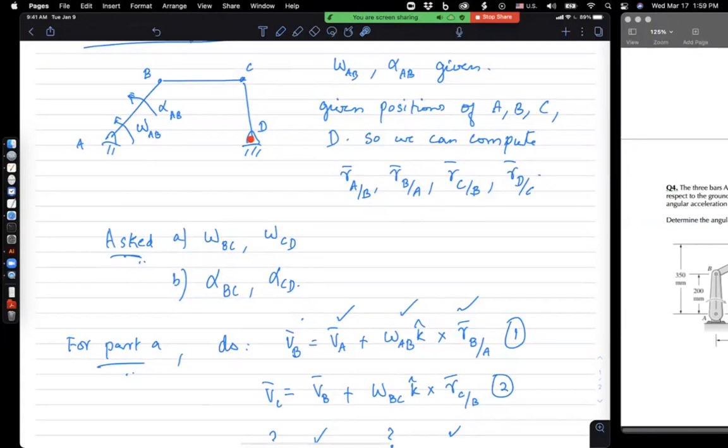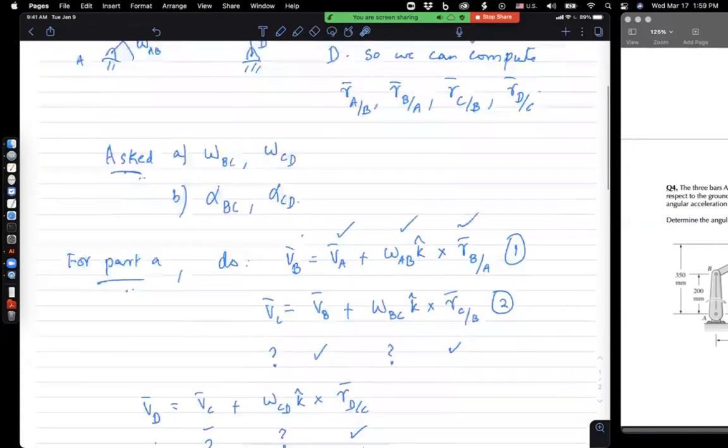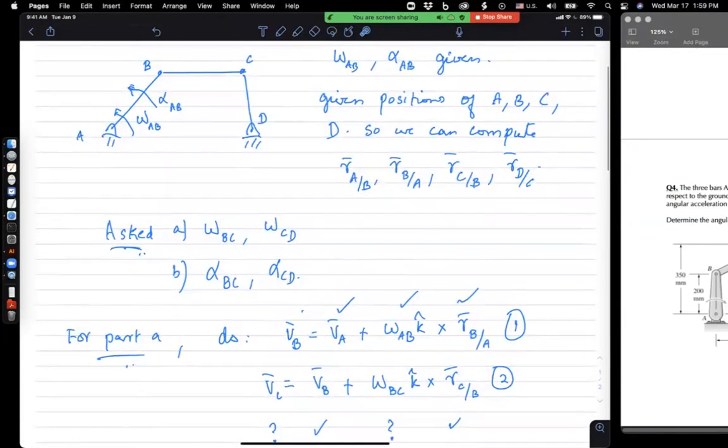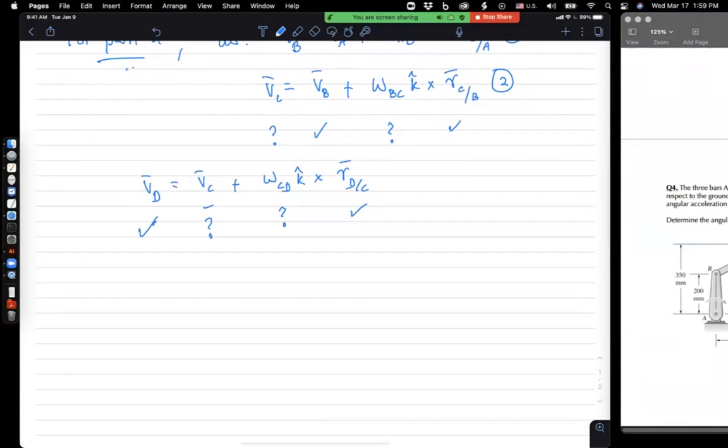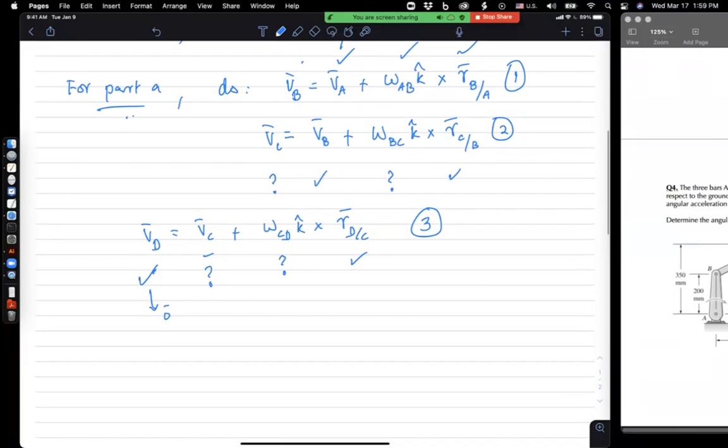So that's just the velocity of point D, which is going to be 0, right? Point A is 0, point B is 0. So this happens to be 0. This is basically known. This is 0, okay? So this is equation number 3.